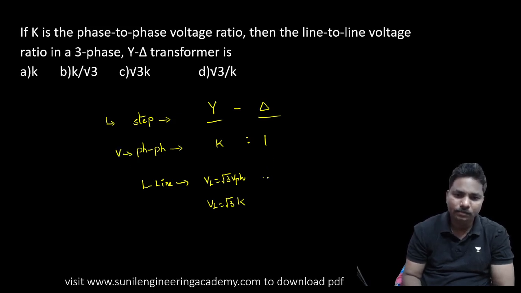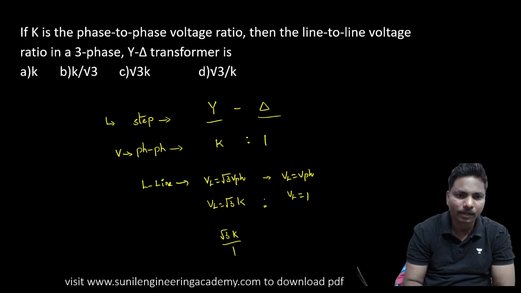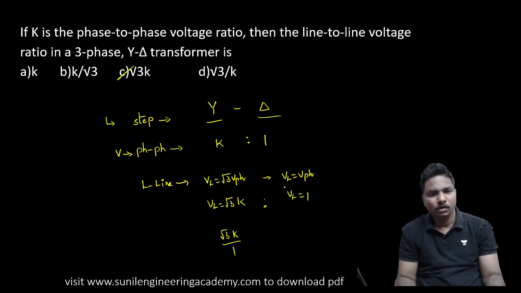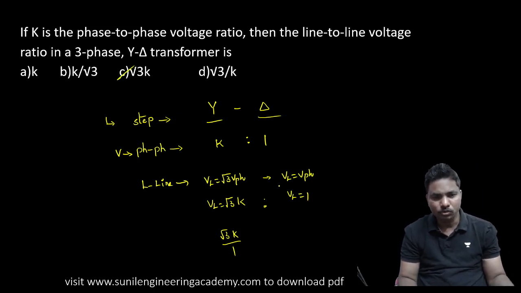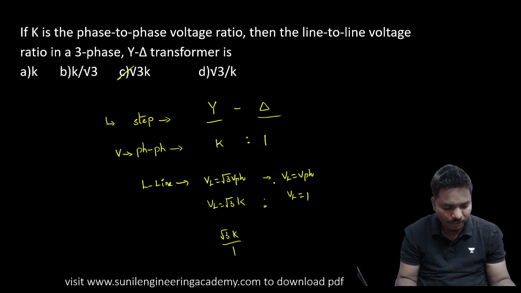In delta connection, line value is equal to phase value only, so the line value is 1. Now what is the line to line voltage ratio? Root 3K by 1, that is nothing but root 3K. All of you clear?